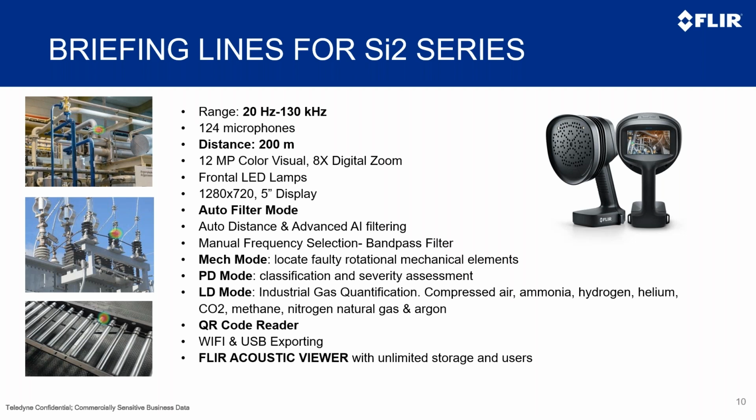Then we have a 12 megapixel color visual screen with quite powerful 8x digital zoom. We have 4 frontal LED lamps, and a 1280 by 720, 5 inch display. This is the SI2 auto filter mode, which is, as I said, a big advantage. We have auto distance up to 5 meters, and of course advanced AI filtering. So we basically filter the non-relevant sound from any kind of environment.